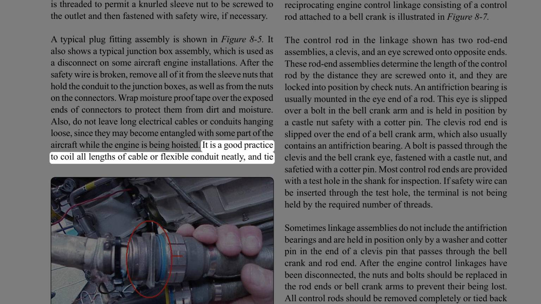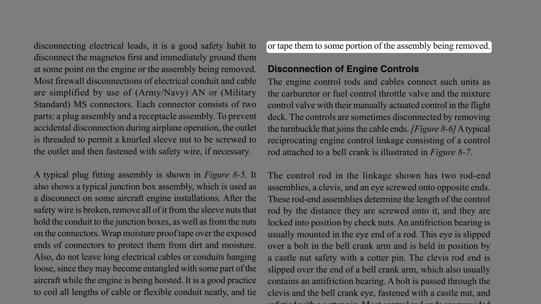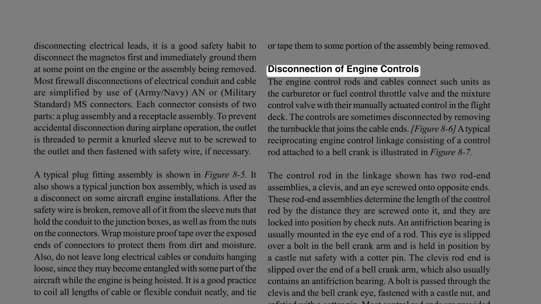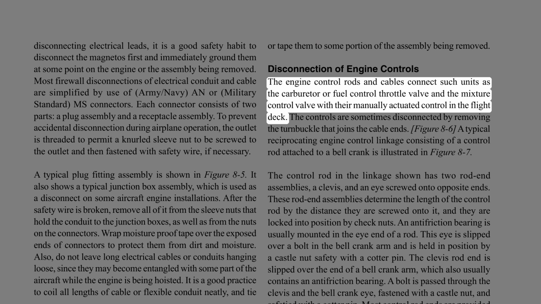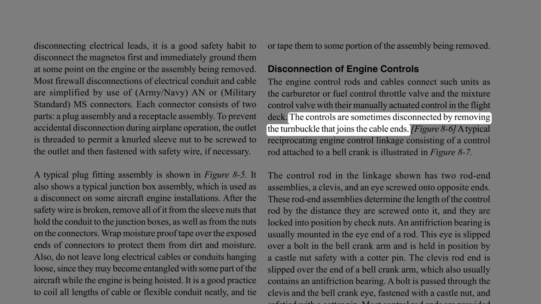It is a good practice to coil all lengths of cable or flexible conduit neatly and tie or tape them to some portion of the assembly being removed. Disconnection of engine controls. The engine control rods and cables connect such units as the carburetor or fuel control throttle valve and the mixture control valve with their manually actuated control in the flight deck. The controls are sometimes disconnected by removing the turnbuckle that joins the cable ends.